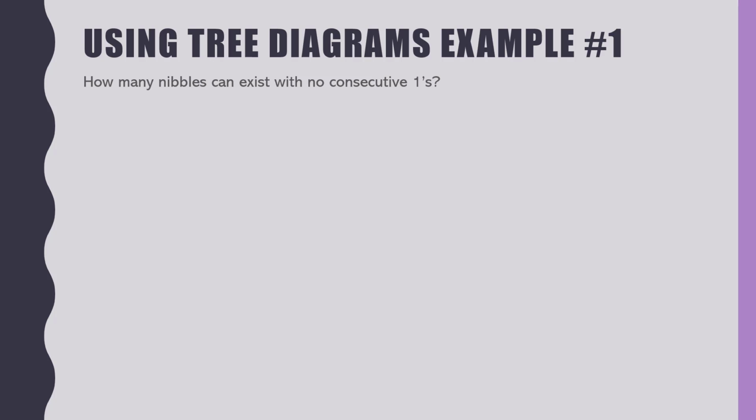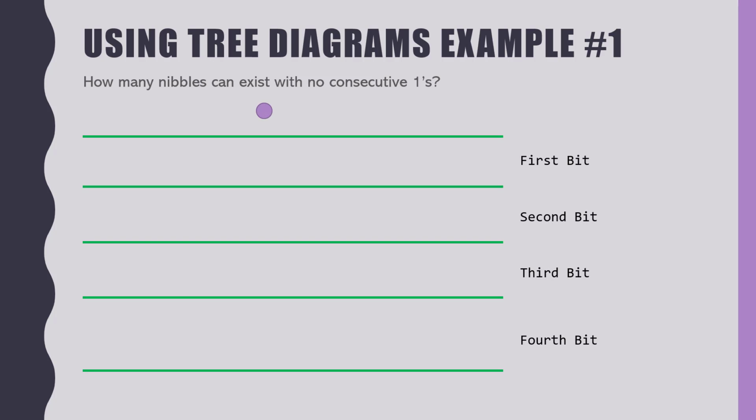Now here's how we do this. Remember there's 4 levels here, right? There's choosing the first bit, choosing the second bit, the third bit, and the fourth bit. So we start off with our root here, which is just sort of nothing, and we can branch 2 ways, right? I can choose a 1 or a 0.